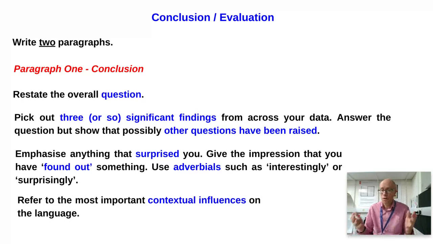Refer, of course, to your old friends, the contextual influences, by which I mean things like purposes and audience and genre and mode. So those sorts of elements. But it could also be wider kind of situational context of your data, or indeed social or historical context. So make sure that a good old AO3 context gets an outing there.